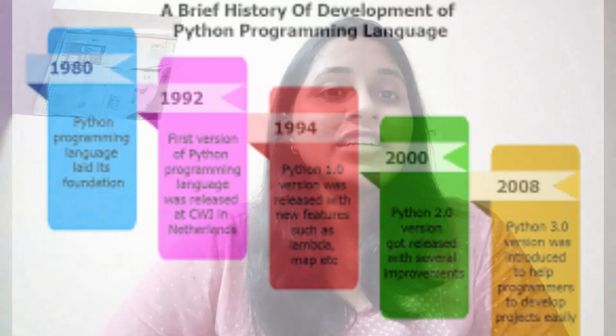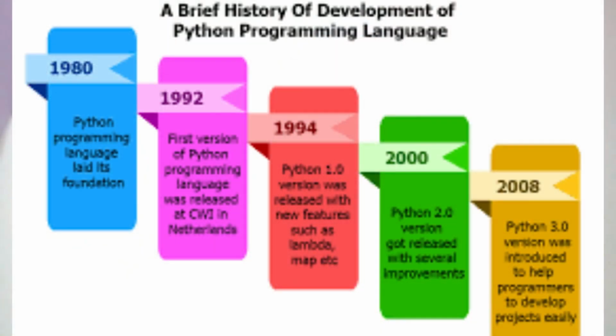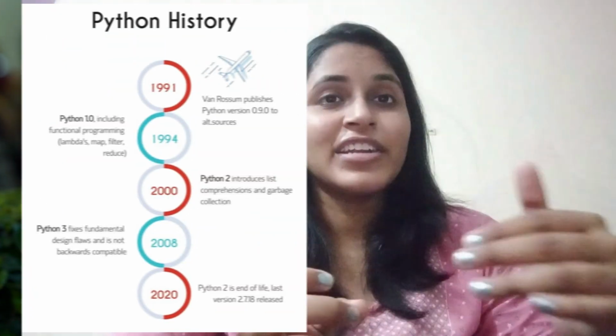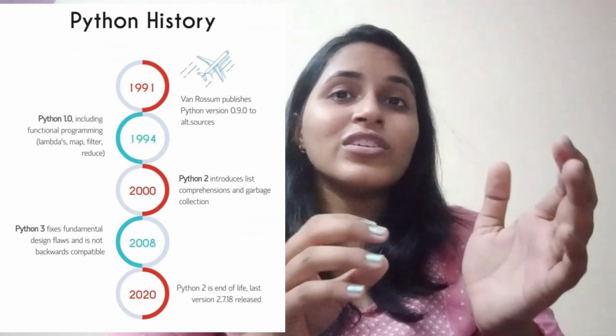Before moving to installation, let's discuss some history of Python. Python was created in the late 80s by Guido van Rossum, and it was released in 1991. Guido's aim was to create a language that prioritized code readability and simplicity. That's why Python is so simple.